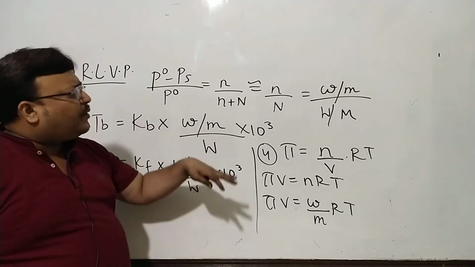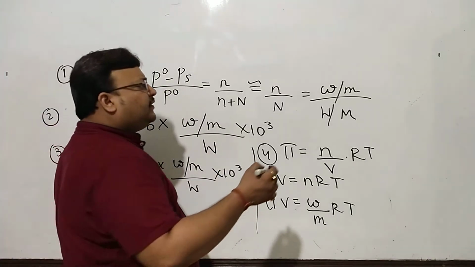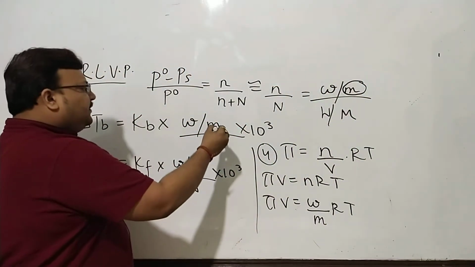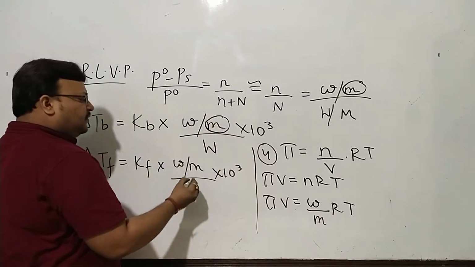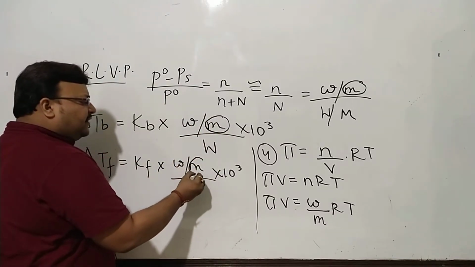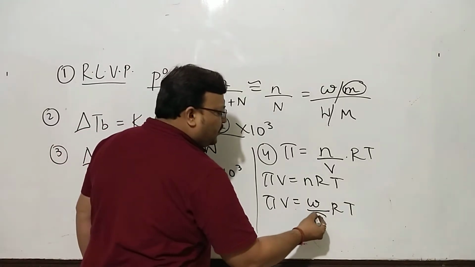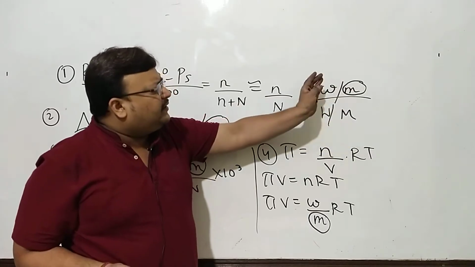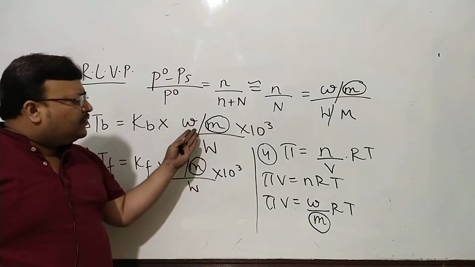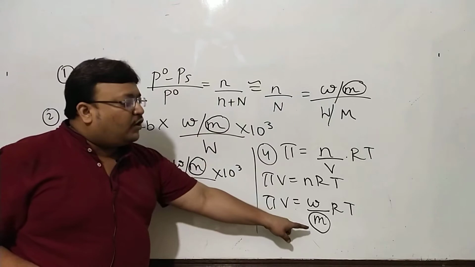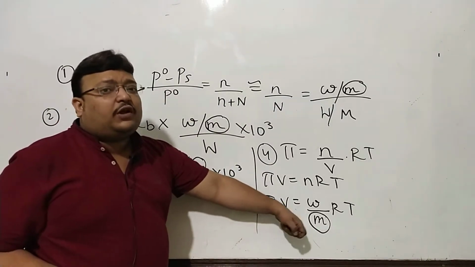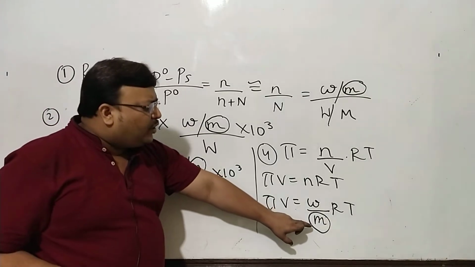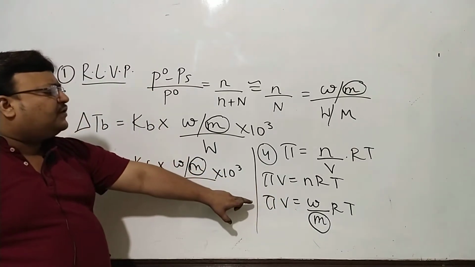Now if you see carefully, in all the four colligative properties, the molecular weight of the solute is in the denominator. Certainly it will come in the denominator in the real equation. So in all the cases the molecular weight of the solute is inversely proportional to the colligative property. The molecular weight of the solute is inversely proportional to the colligative property.